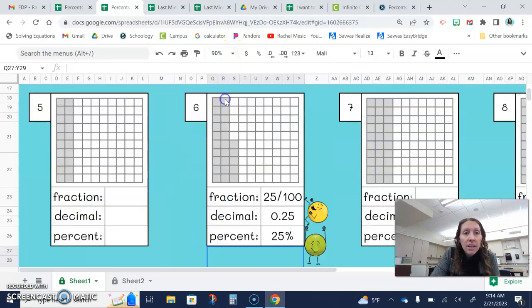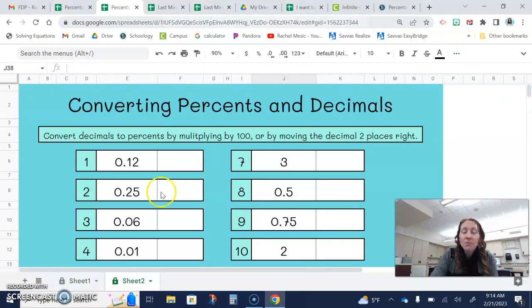Okay, then there's also a second sheet. So down at the very bottom of your page, it says sheet 2. And you're going to do that one as well. So click on sheet 2.